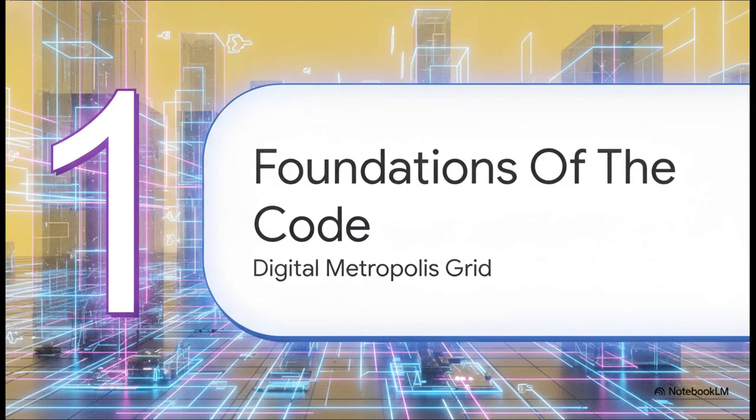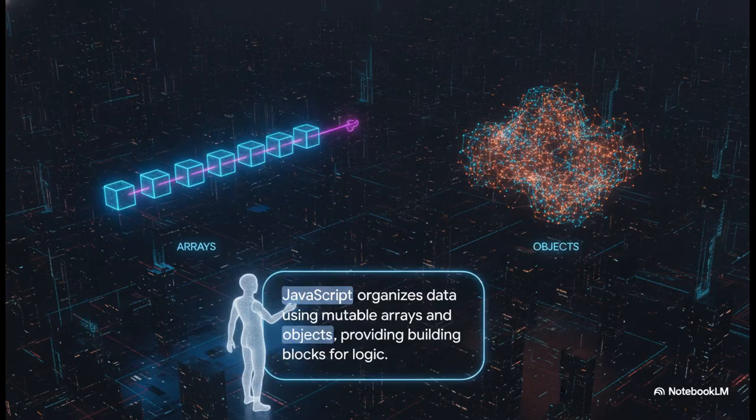Section 1. Foundations of the code. Laying the grid of the digital metropolis. Look, rushing through syntax is a guaranteed recipe for a fragile infrastructure later on. Everything complex in JavaScript eventually boils down to the absolute basics. It's a case-sensitive language, and it relies heavily on mutable arrays and objects to organize complex data structures. Arrays give us our zero-index lists, while objects give us unordered key-value pairs. Together, they form the literal data grid of every single app we build.